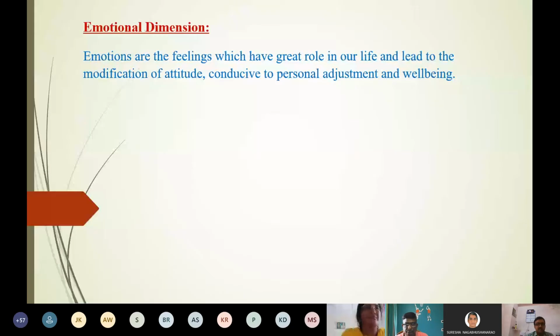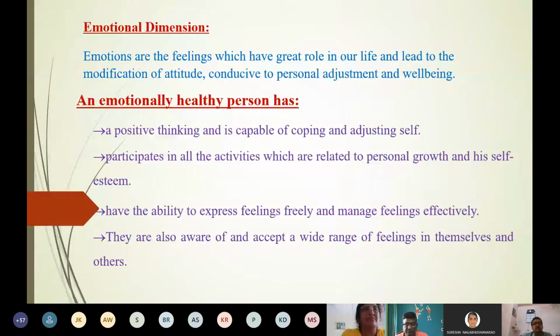So here, an emotionally healthy person shows positive thinking and is capable of coping and adjusting himself, participates in all the activities related to personal growth and self-esteem, has the ability to express feelings freely and manage feelings effectively, and is also aware of and accepts a wide range of feelings in themselves and others. So this gives a person real happiness, because if a person is emotionally sound and can control all the emotions that arise from within and may be evoked by the surroundings, and can balance things, that level of bliss is the ultimate thing one person can really experience.